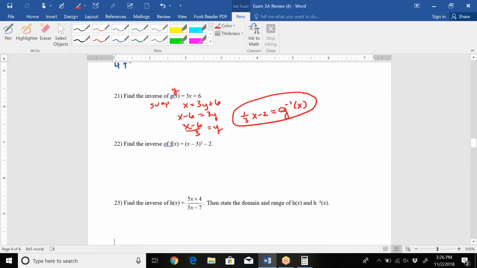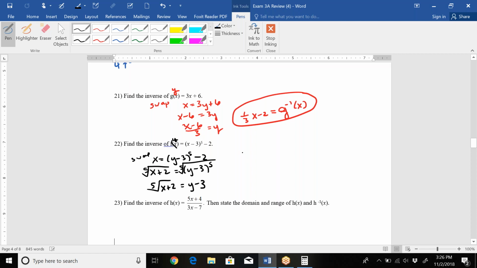This one's a little bit more involved. So I'm going to remember that f of x is really the letter y. I'm going to swap x and y, so this would be x equals y minus 3 to the 5th minus 2. And now I want to get y by itself, so I'm going to add 2 over. I need to take a 5th root of each side to get rid of this 5th power. So that's the 5th root of x plus 2 equals y minus 3.